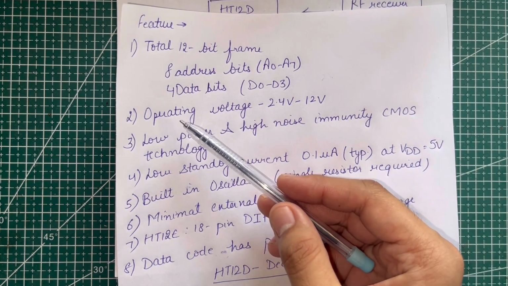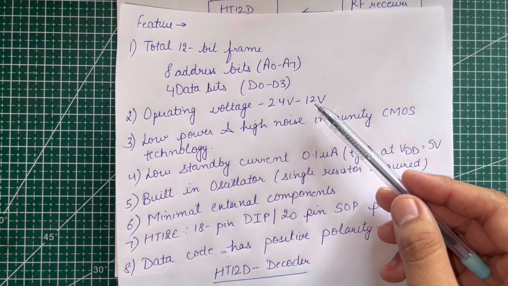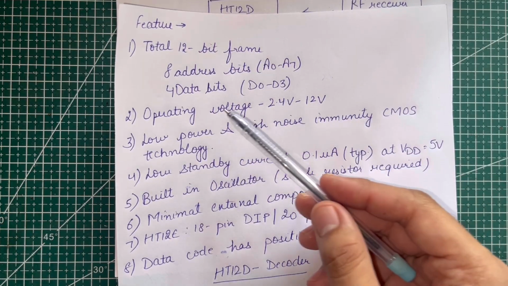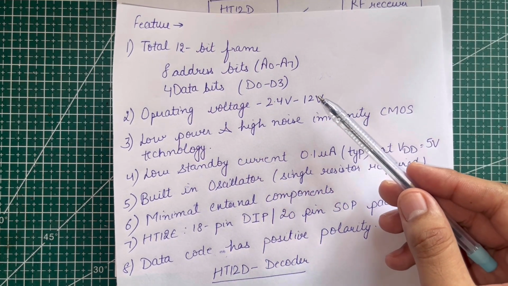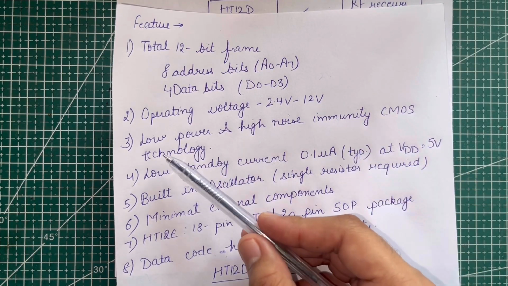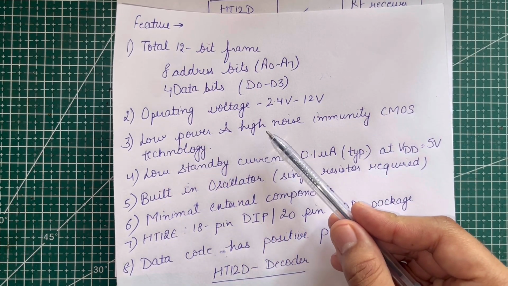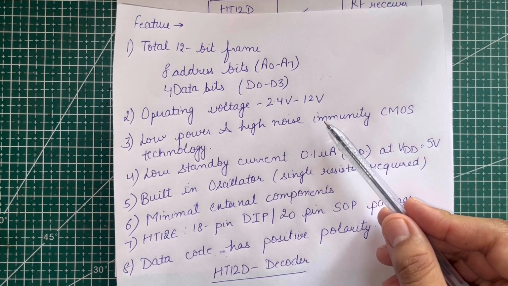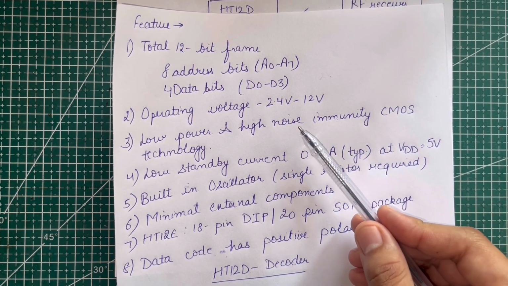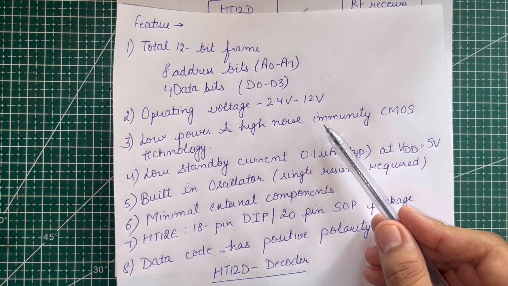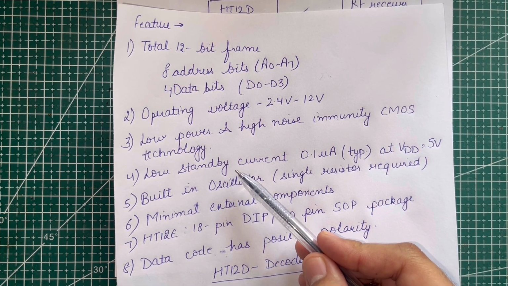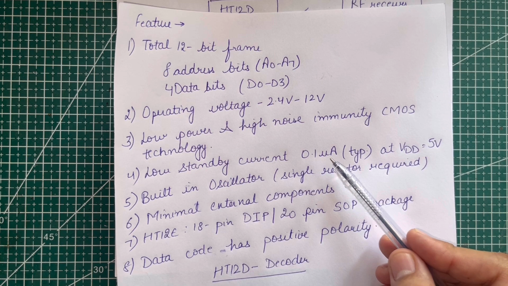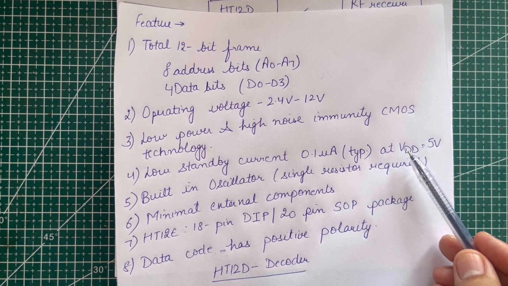It operates in a wide voltage range from 2.4 volts to 12 volts, which means it can be used in both low power battery systems and standard 5 volt or 12 volt circuits. It is built using CMOS technology, which ensures low power consumption and high noise immunity, making it suitable for wireless communication environments. The IC consumes very low standby current, around 0.1 microampere at 5 volts, which is ideal for battery operated devices like remote controls.